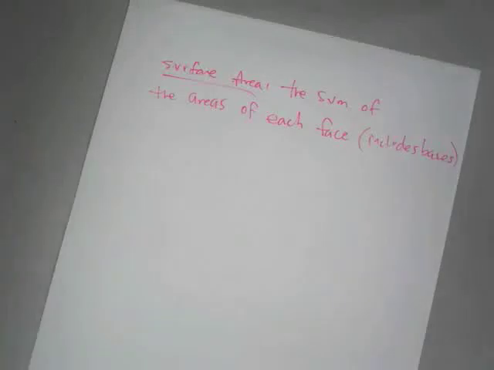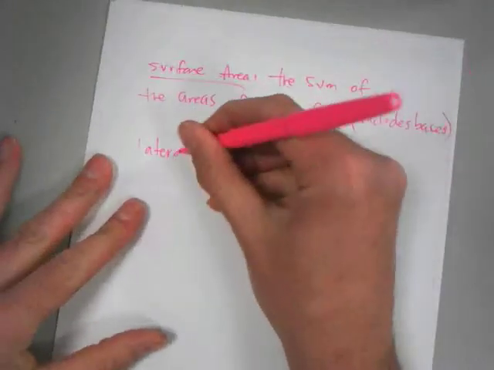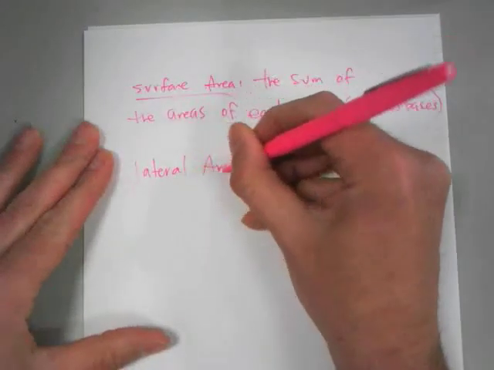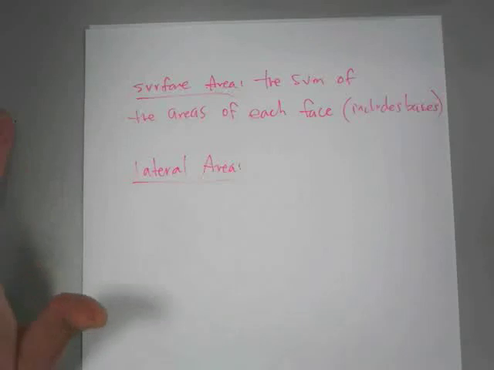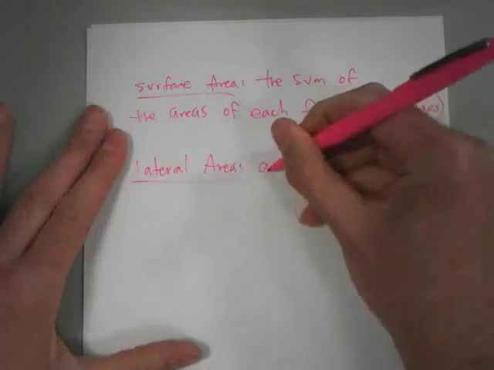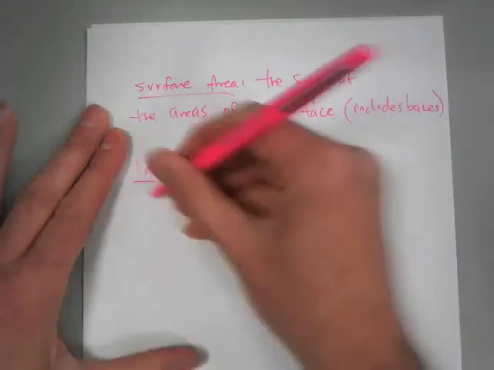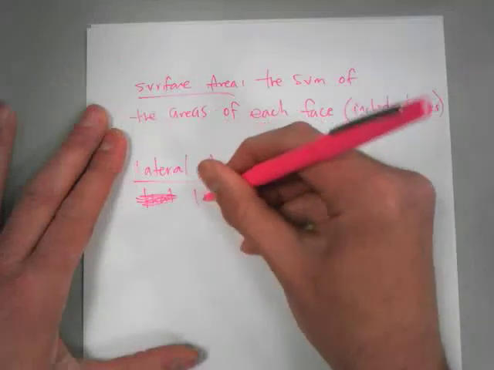You have to define lateral area because you might see it on the ACT. I should probably keep this straight so fifth block doesn't have to tilt their heads. Lateral area, we will not find lateral area in this class, but you have to know what it is. The lateral area is the area of just the lateral faces. It's just the sides, not the top and the bottom of the box.